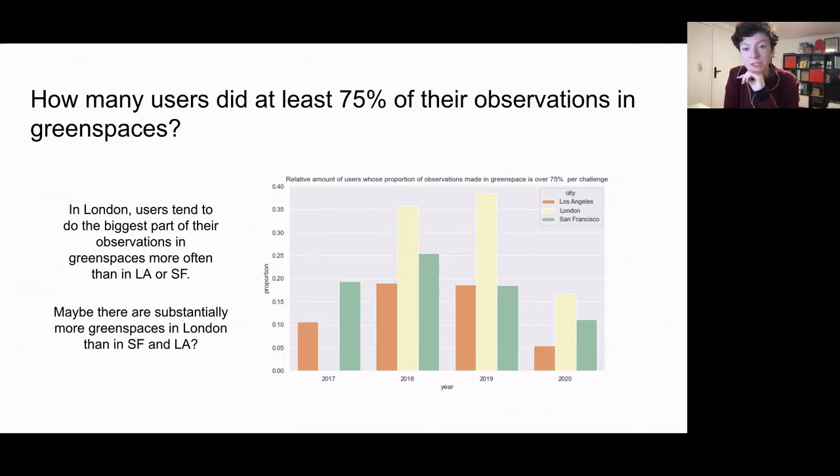In London, the users tend to do the biggest part of their observations in green spaces more often than in San Francisco and Los Angeles. But we are still not sure if this is due to the fact that there may be substantially less green space in Los Angeles and San Francisco, or if it's due to the fact that we still have some issues with the green space labels. So yeah, the next slide, please.